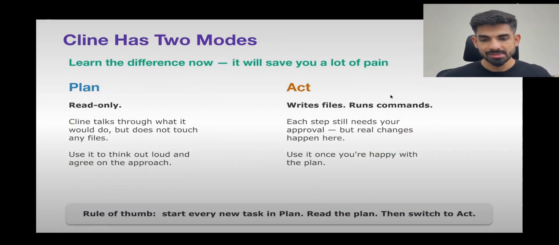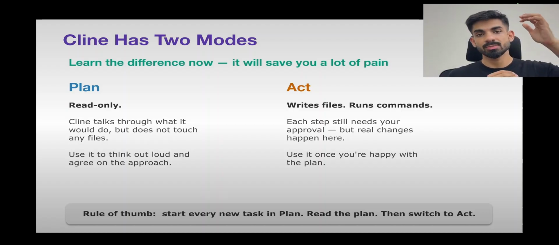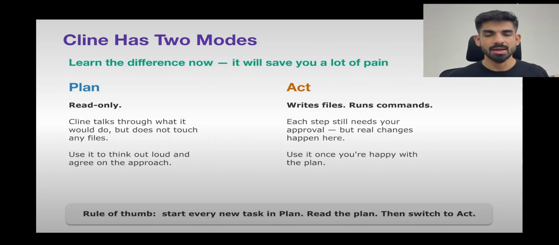Cline has two modes, so let's understand both. The first is plan mode, in which it will only do the planning. It will not take any action. It will just tell you this is a 7 step plan, or a 6 step plan, and based on that, it will tell you the plan. You can review the plan and make any changes that you want.